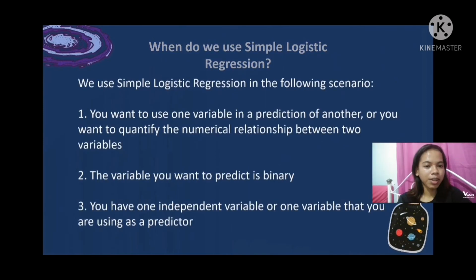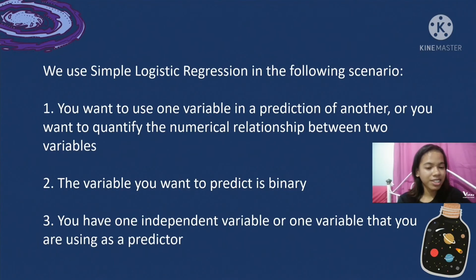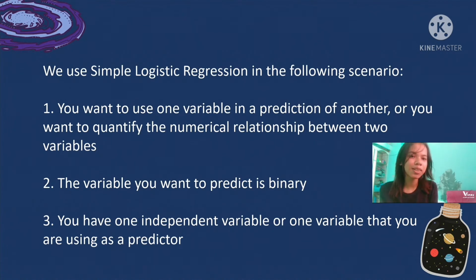So when do we use simple logistic regression? We use simple logistic regression in the following scenario. First, you want to use one variable to predict another, or you want to quantify the numerical relationship between two variables. Second, the variable you want to predict is binary. Third, you have one independent variable, or one variable that you are using as a predictor. So that's all about simple logistic regression.